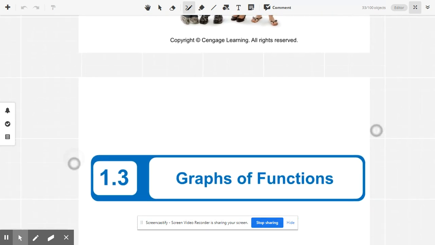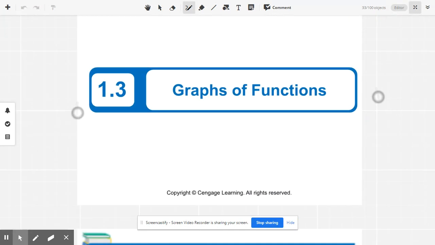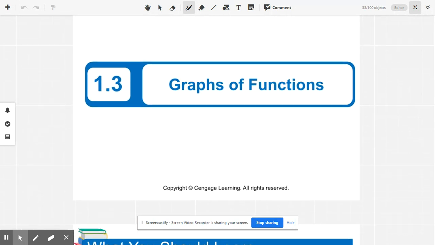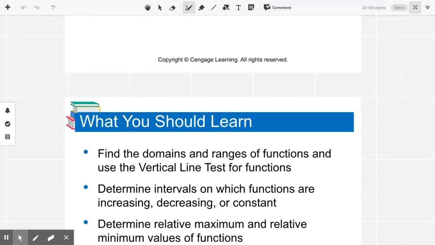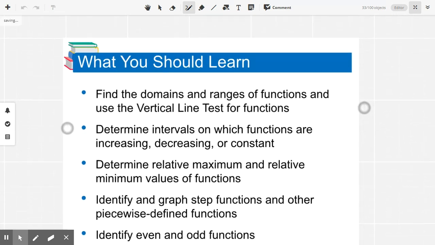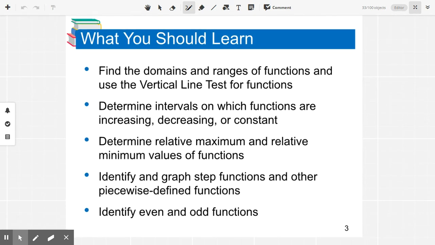All right, guys, we are moving into section 1.3, where we're going to look at some graphs of functions. There's a little bit of this stuff we talked about in the last lesson, and then we will look at some new stuff, maybe even some stuff you haven't seen before in another class. So here's what we're going to be able to do.